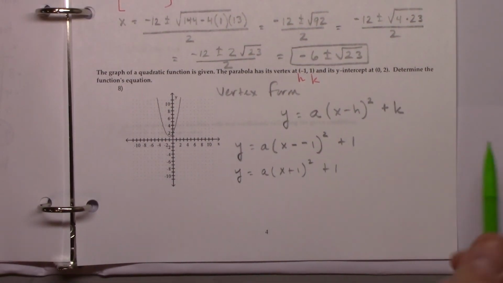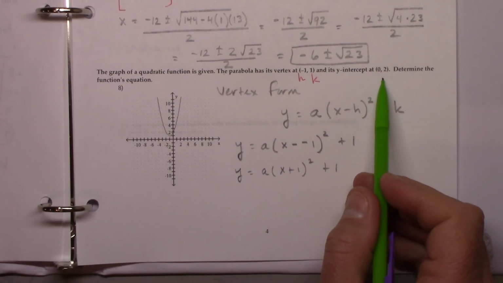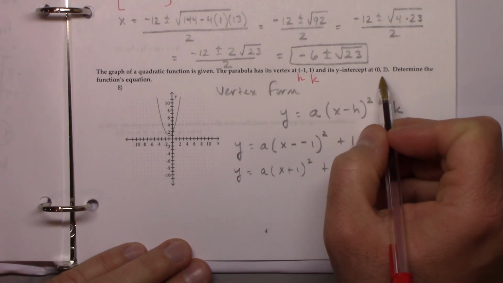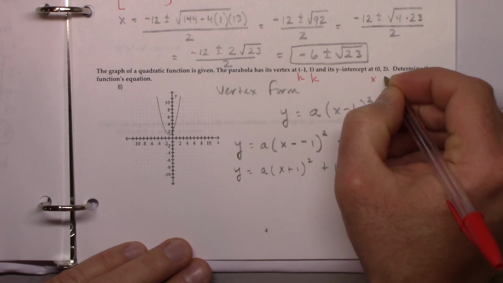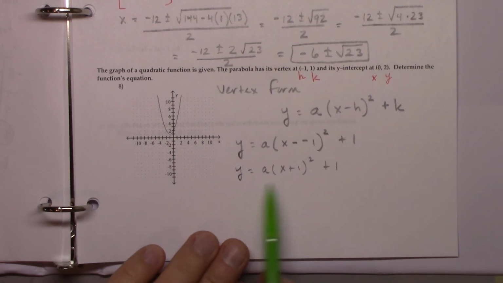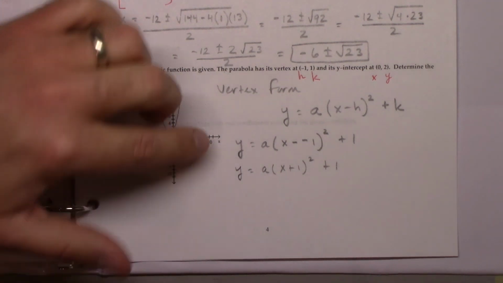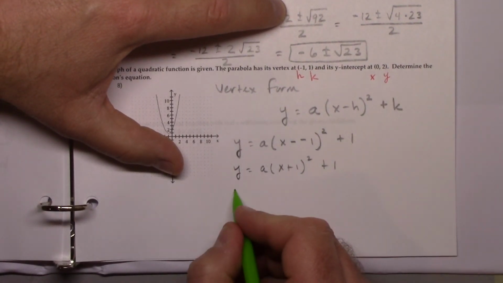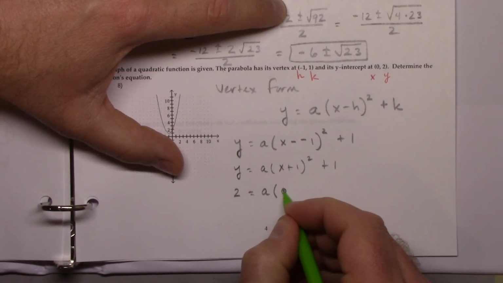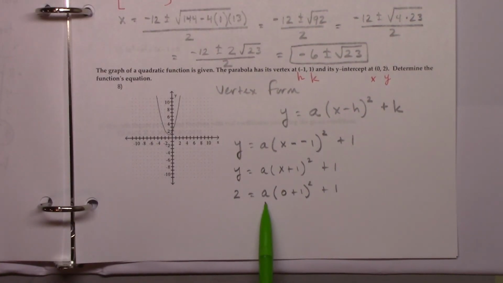The only thing left for us to figure out is this value for a. That's where the other point, this y-intercept, is going to come in handy. Now, that doesn't tell you h and k because it's not the vertex, but it does tell you some values for x and y. We can plug those in to our current equation, and that's going to allow us to solve for a. So let's go ahead and make those substitutions. The y value is replaced with 2. And then in parentheses here, the x value is replaced with 0.